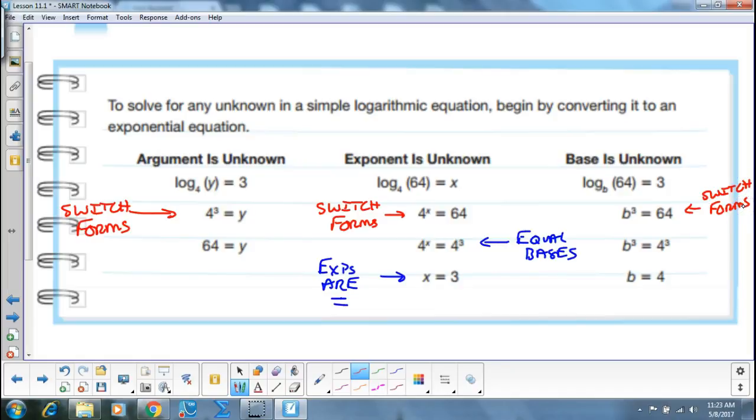Do you see a pattern here? What's the first thing that you should always do? Switch forms. Okay? Switch forms. And then, now here, what the book did is they got equal exponents, which give you equal bases. Kind of the reverse of this one. Or you simply could here take the root of both sides. So you could do that too. You could just take the root of both sides.